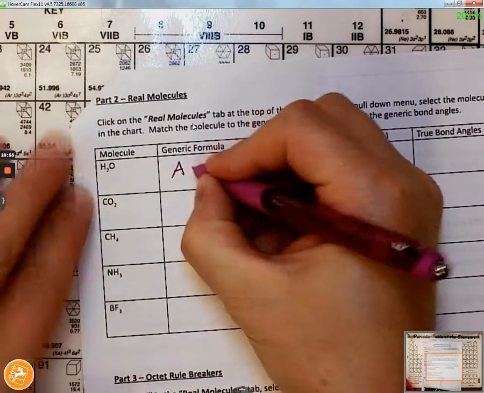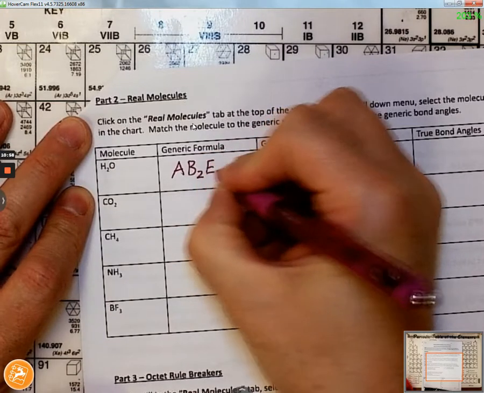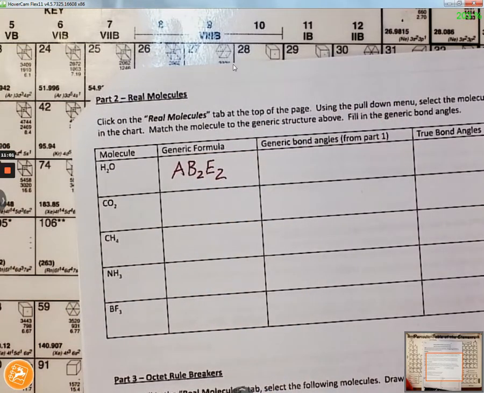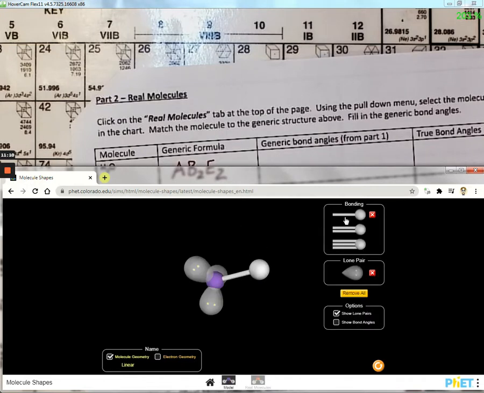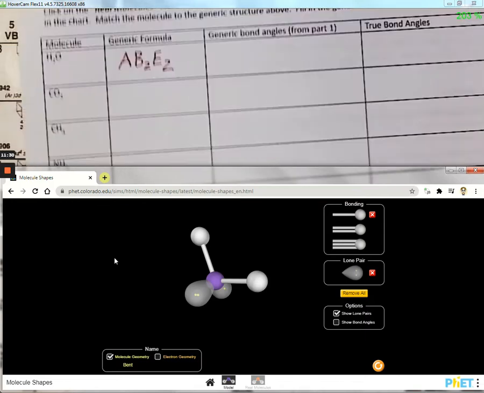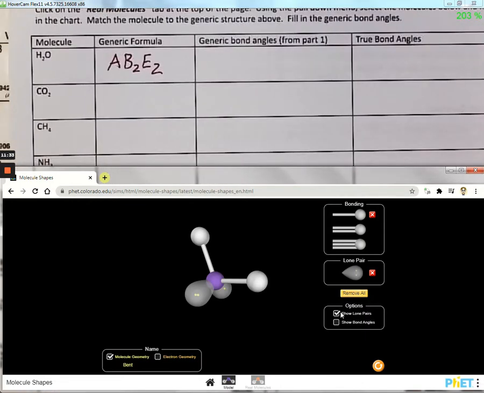So when I come over here to generic formula, it wants generic bond angles from part 1. Okay, fine. I guess I'll go back and we'll take a look at this for part 1, and let's get rid of some of these. So AB2E2 means I'm going to have 2 single bonds. I'm going to have 2 lone pairs. Okay, so there it is. You can see it looks a little bit like that water molecule did. Now it wants to know generic bond angles from part 1. So let's take a look at our bond angles here.